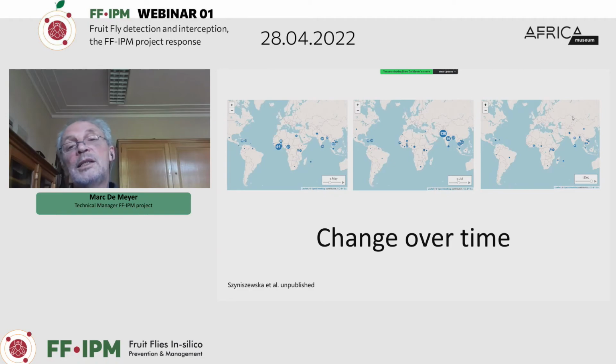So by having this kind of predictive models regarding the interceptions, we can actually have a more targeted inspection done at the points of entry. We can actually inform inspection officers in which time of the year they have to look out for which kind of interceptions from which regions and on which fruits.